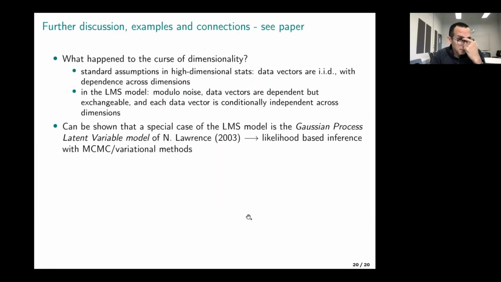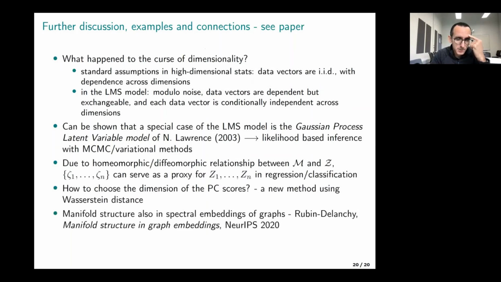One last slide is just signposting a few more things that are in the paper. This flies a little bit in the face of the idea of the curse of dimensionality. So where's that curse of dimensionality? Why is it gone? I seem to be telling you that having high dimensionality helps. Well, it's because of the dependence structure of this latent metric space model.